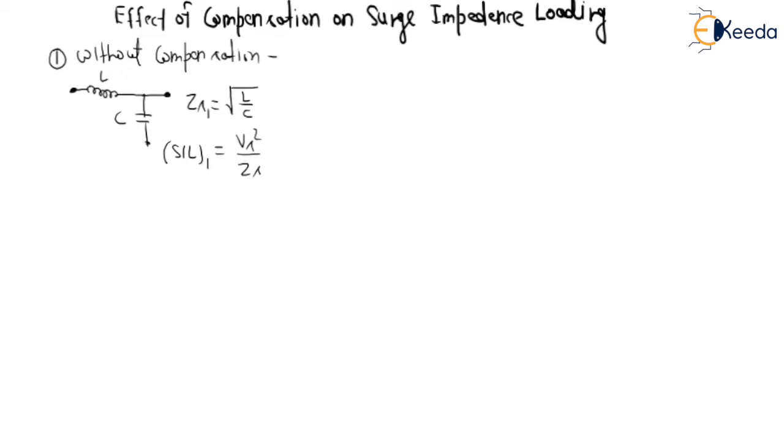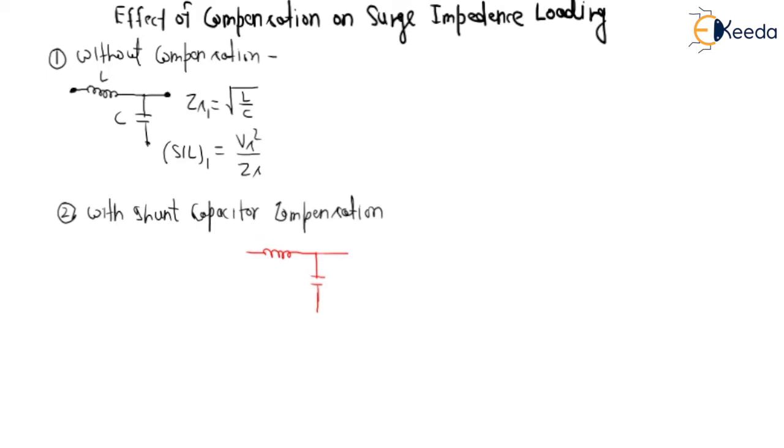Now we are going to see with compensation, that is with shunt capacitor compensation. So guys, when we are doing the shunt capacitor compensation, let us assume this is system L, this is system C, and we are adding CSH. This is system L, this is system C, this is CSH.